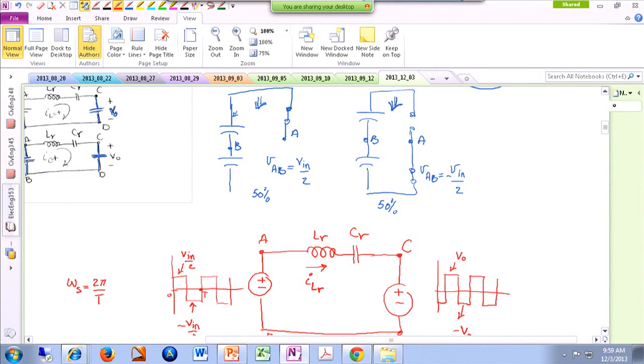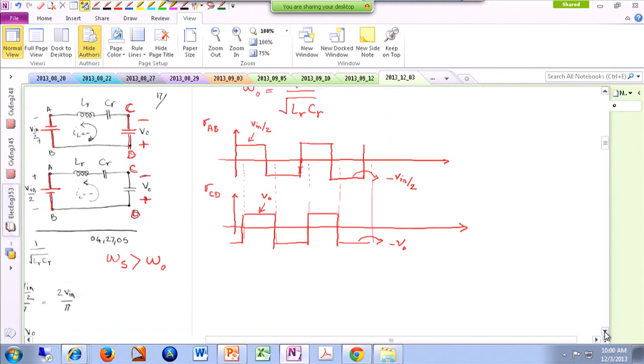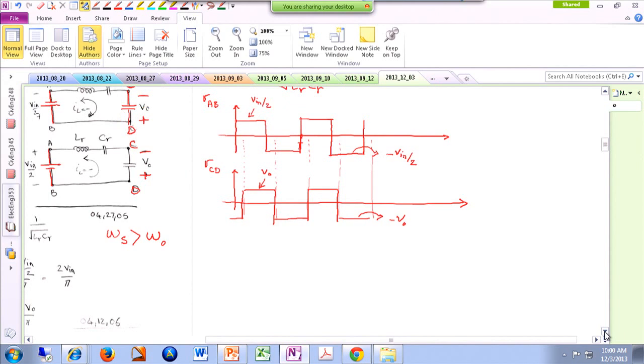If omega s, the switching frequency, and omega naught, the resonant frequency, are very close to each other, this current is going to be almost, and I say almost, not exactly, almost a sinusoidal current, and it is in sync with VCD. So whenever VCD crosses 0, this current also crosses 0. All right, something like this.